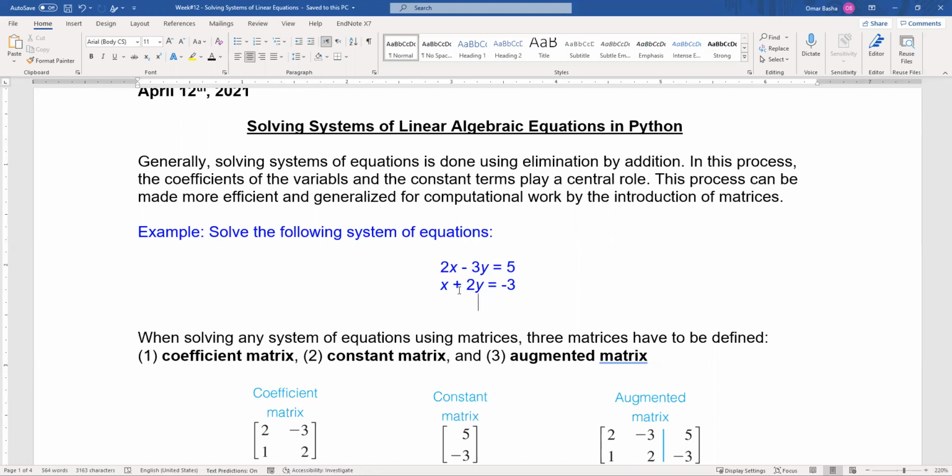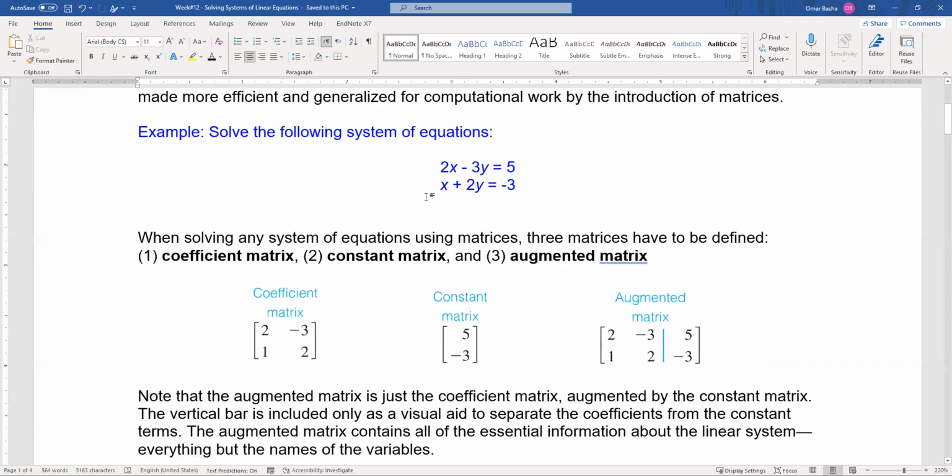And the logic for this process is fairly constant, right? There isn't a lot of innovation. You're just following a bunch of steps to be able to solve any system of equations. So this process can be generalized for computational work using Python. For example, if you want to repeat this process for 50 systems or 50 algebraic equations with 50 unknowns, you can do it using Python. And this is usually achieved using matrix algebra.